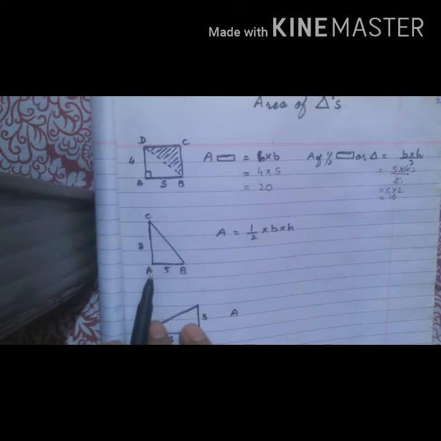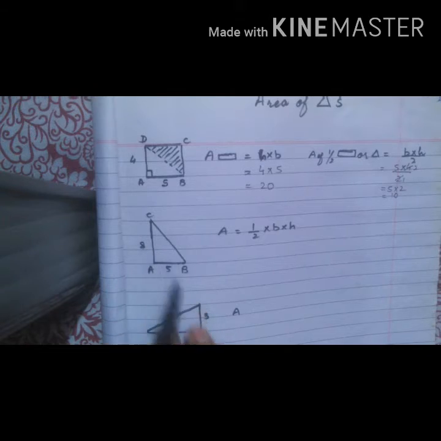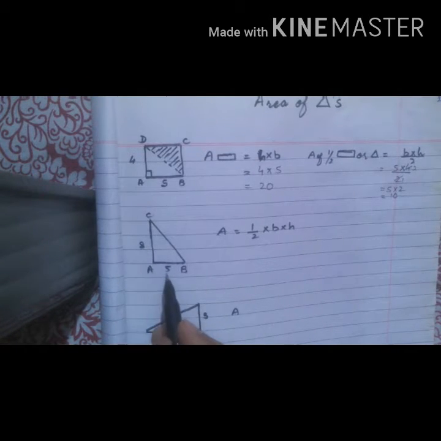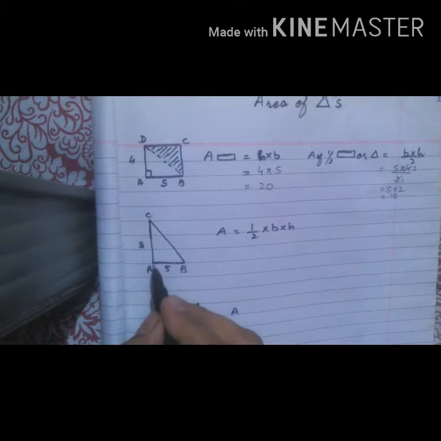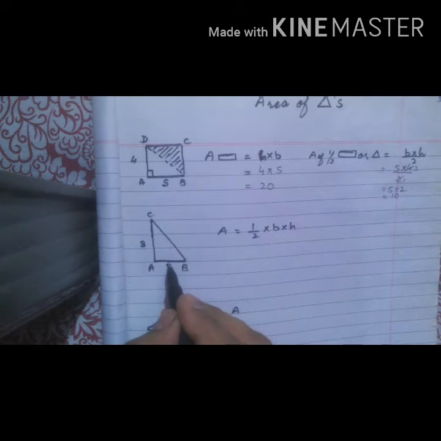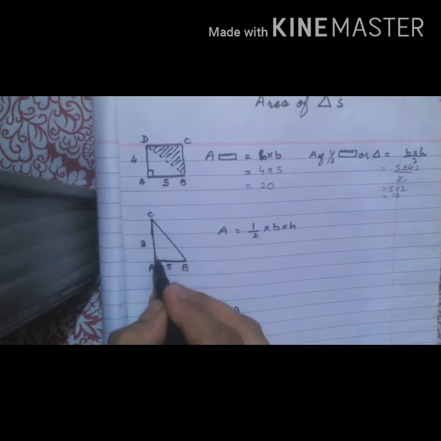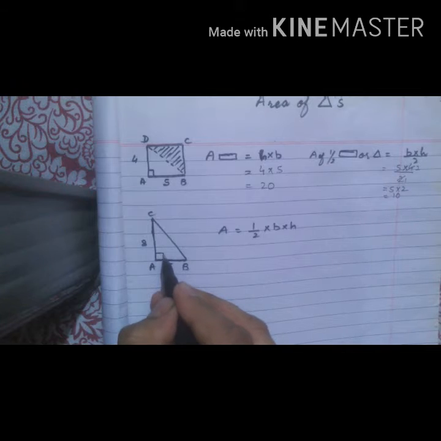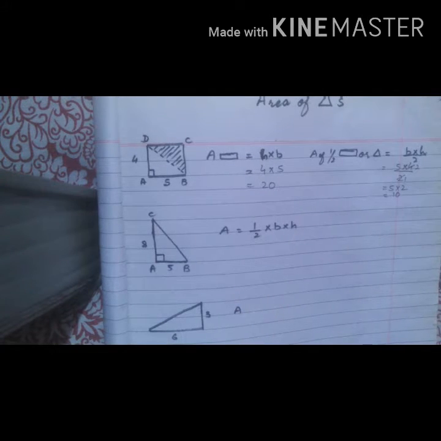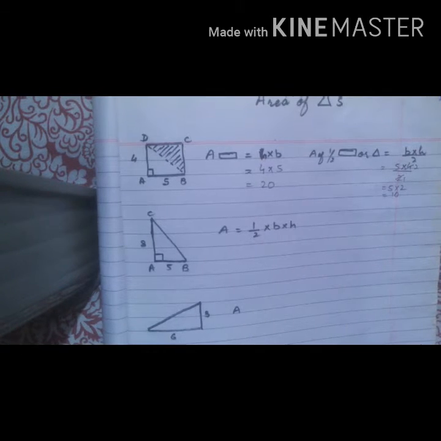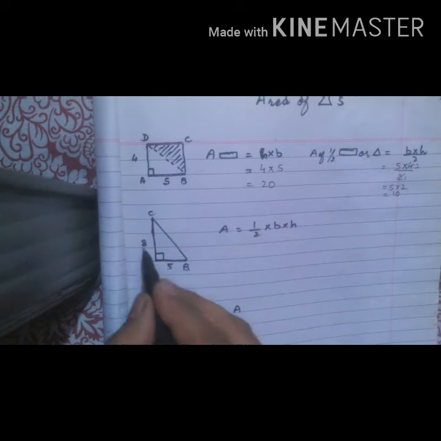If you observe this figure, which is ABC, there are 2 units noted with it. One of them is 8 and the other one is 5. This 5 can be taken as the base of this triangle, and AC can be taken as its height, because both of these 2 lines are making an angle of 90 degrees. And we know that the base and height should be perpendicular to each other, that is, they must make 90 degrees with each other. That is why we have taken the base as AB and height as AC.